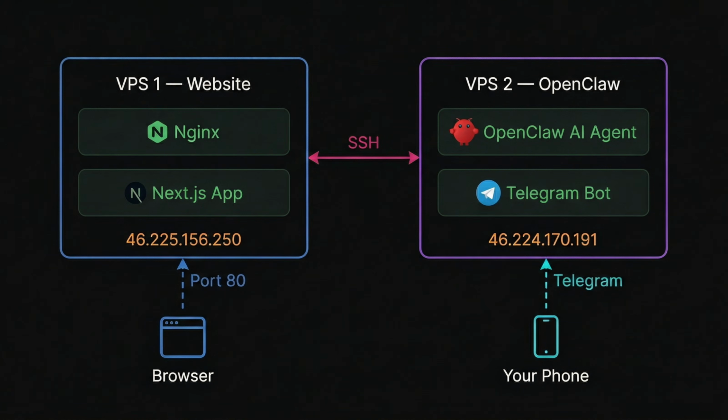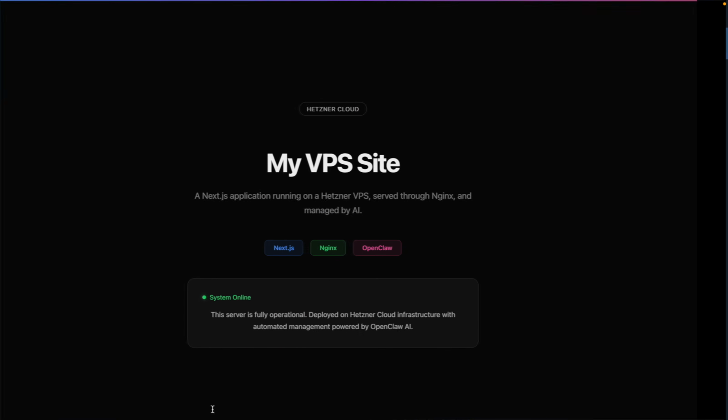So here is the setup. I have two VPS on Hetzner. One runs my website, a basic Next.js app behind the Nginx. The other runs OpenClaw, which connects to Telegram and has SSH access to the first server. Let me show you the website real quick. This is a simple site, nothing fancy.